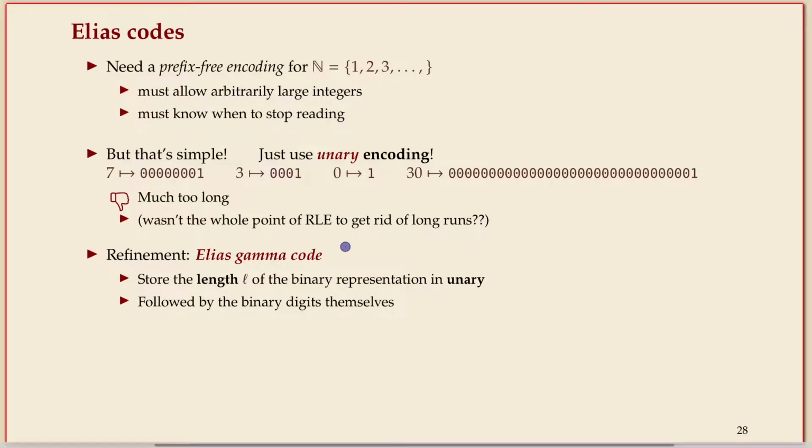Now the trick in Elias codes is the unary encoding of the number itself is crappy long, but what if we take the binary representation of a number, which didn't work by itself because we don't know how long it is. But we know how to store a number in unary. So we store the length of the binary representation in unary using exactly that idea, and then append the actual representation. That doubles the number of bits that we need compared to just the binary representation, but it makes it prefix-free. And that's called Elias gamma code.